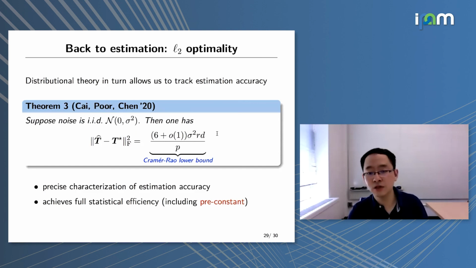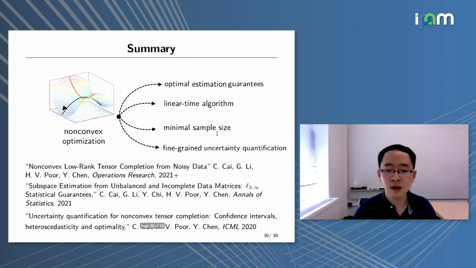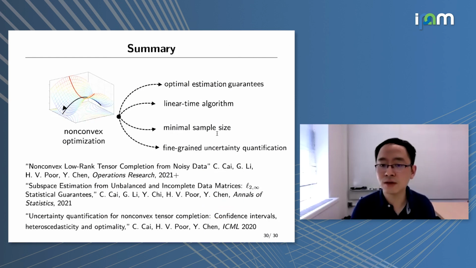And finally, I'd like to mention that after you get the precise distributional characterization, you can come back to estimation, and then you can actually even pin down the pre-constant for the Euclidean error. Okay, so now we can show that for the entire class of incoherent low-rank tensors, the estimation accuracy of our algorithm is 6 times sigma squared times r times d over p, which turns out to match the Cramér-Rao lower bound, including the pre-constant.